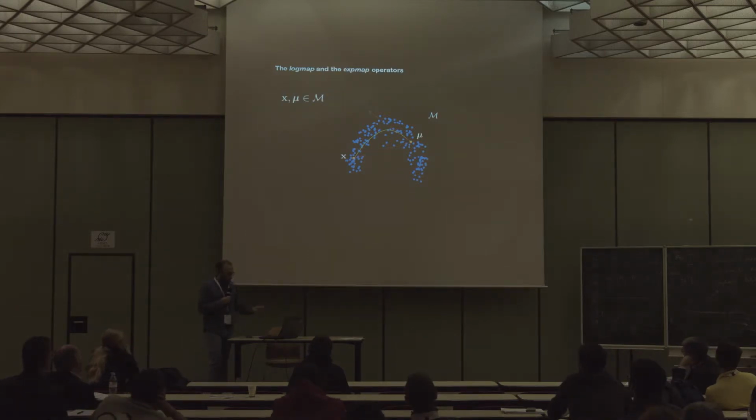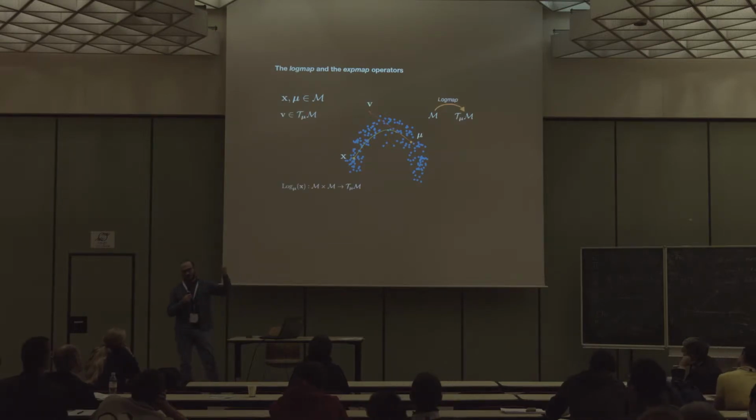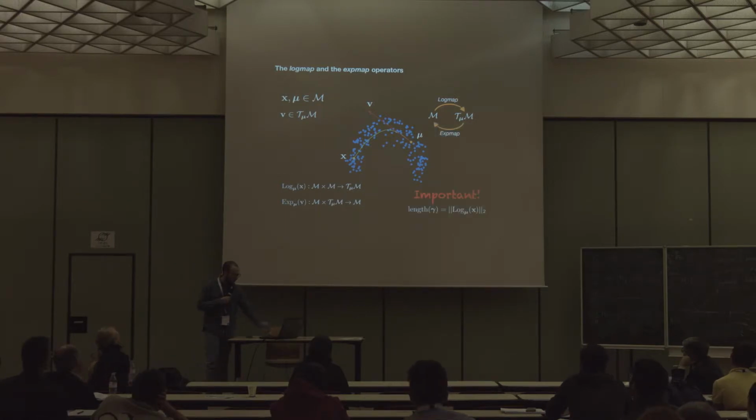Together with the geodesics, we get two operations. It's the logarithm map, which takes two points and returns the tangent vector on the tangent space at one of the points. And the inverse map is the exponential map. Important here is that the length of the geodesic is equal to the Euclidean norm of the tangent vector.